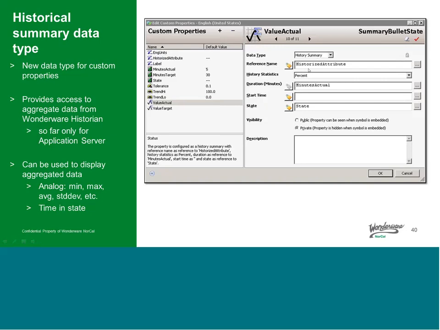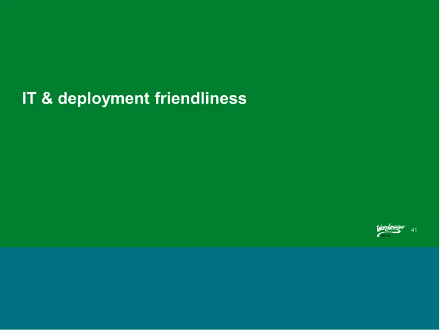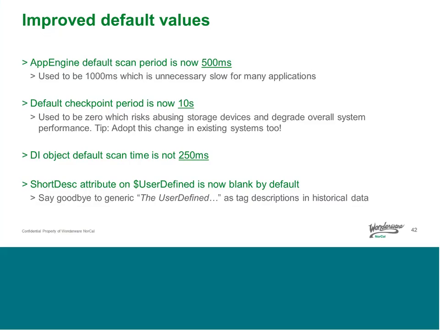So inside of InTouch, if I want to see real time, what's my hourly average, what's my hourly min, my hourly flow, my daily flow, you can now leverage the historian summary tags right inside of InTouch. So that's really cool. So let's take a look at some of the IT and deployment friendliness enhancements. So just some of the defaults for System Platform have been improved based on what we've learned. Defaults for app engine scan periods and checkpoint periods, DI object scan times.